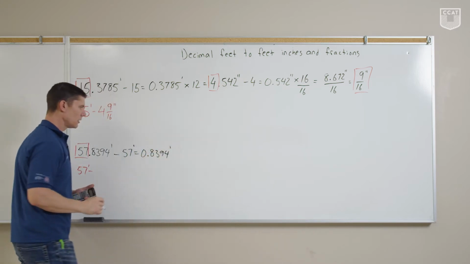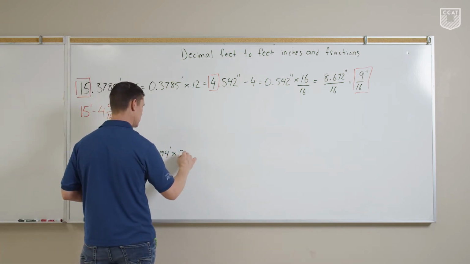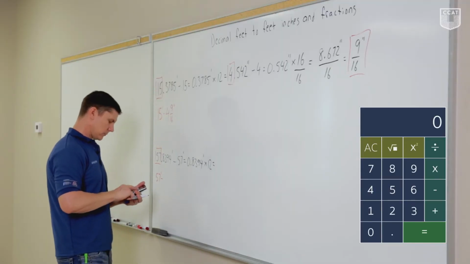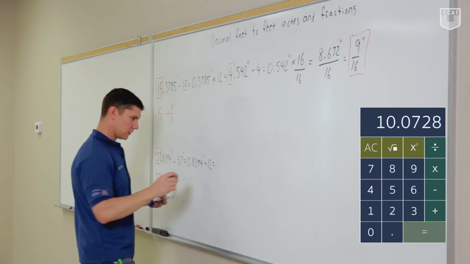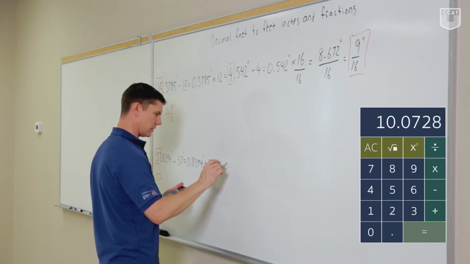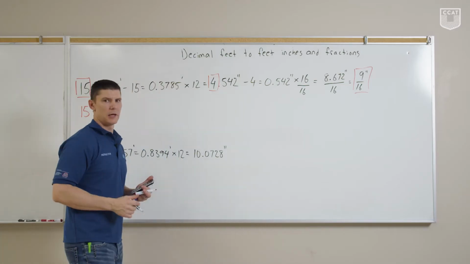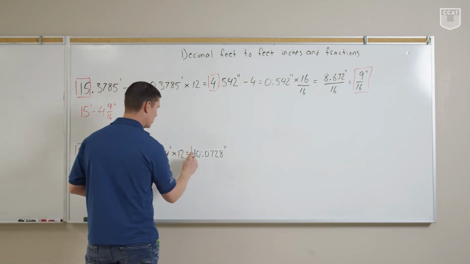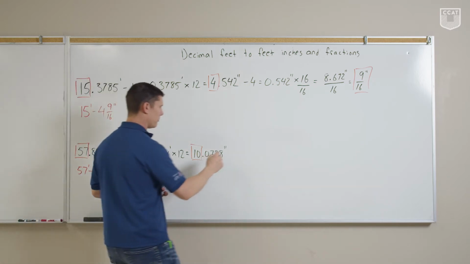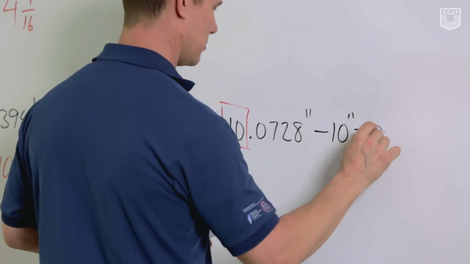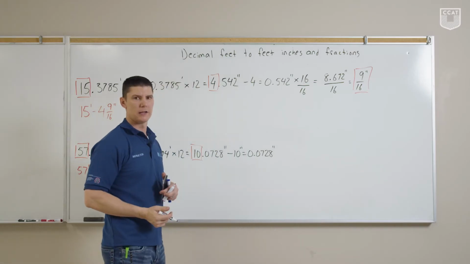0.8394. We said we have 12 inches in a foot, so we're going to multiply that by 12 to get it into inches. So 0.8394 times 12 equals 10.0728 inches. Next step, we've got our full 10 inches there, so we can record that. We're going to minus the 10 inch equals 0.0728 inch. And now we want to convert that into fractions.